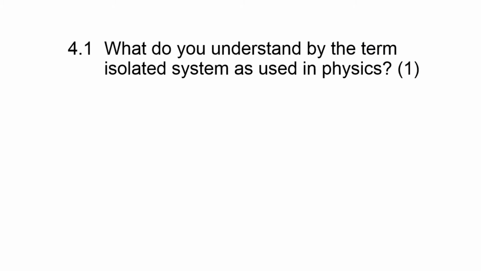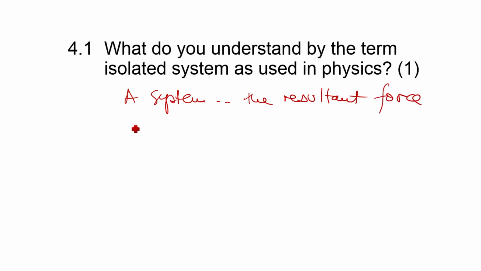What do you understand by the term isolated system? Well, I've just defined that. Isolated: a system in which the resultant external force is 0. Please don't forget that word, external. You could say the net force or the resultant, both of those, but you must say external forces. So external forces are 0.